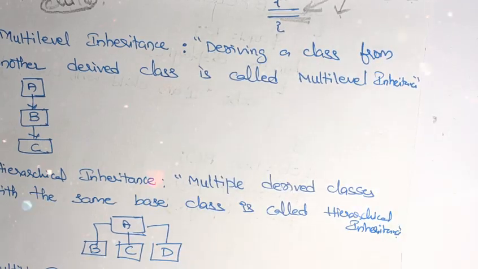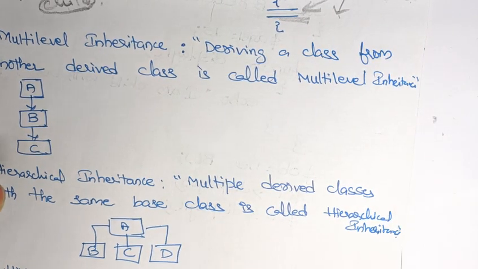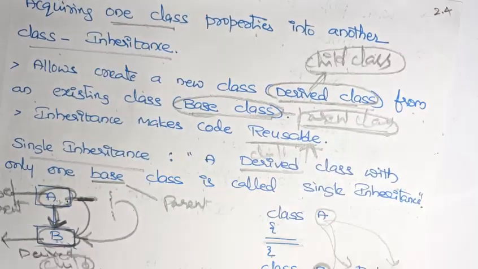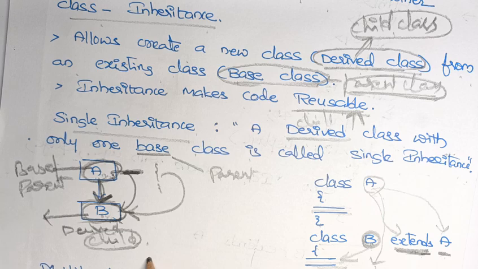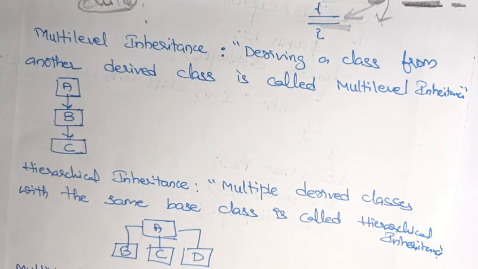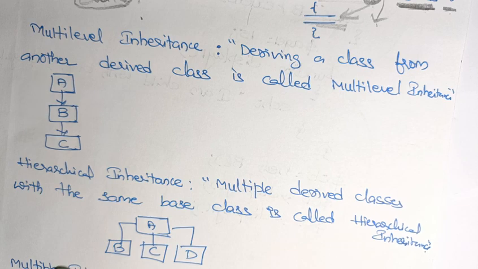Now we will see hierarchical inheritance in PHP. Already I explained what is inheritance and single inheritance in your previous video. Please watch it. Link will be provided in the description. Now we will see what is a hierarchical inheritance.